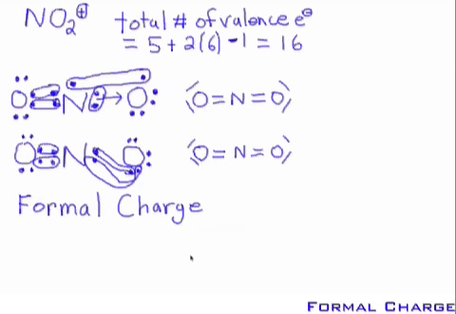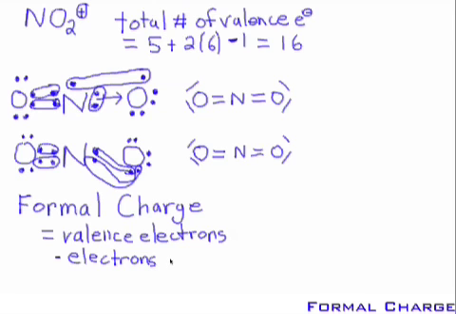How? Well, formal charge will equal the valence electrons of the neutral atom. So it's just its valence number, and you get that from the periodic table, minus the electrons assigned to the atom on the basis of equal sharing. So if there's a bond between 2 atoms, and the electrons are shared equally, we will count, for the purposes of formal charge, 1 electron in the bond for one atom and 1 electron for the other.